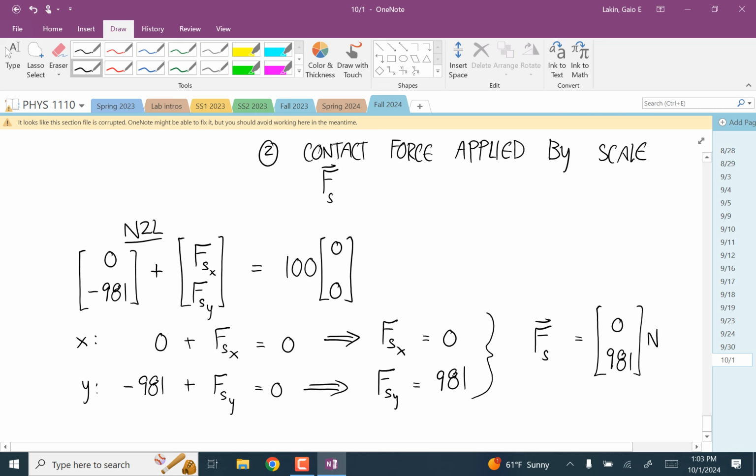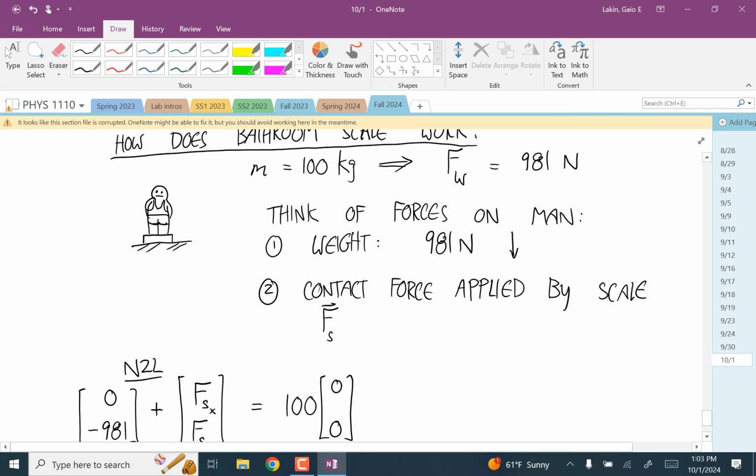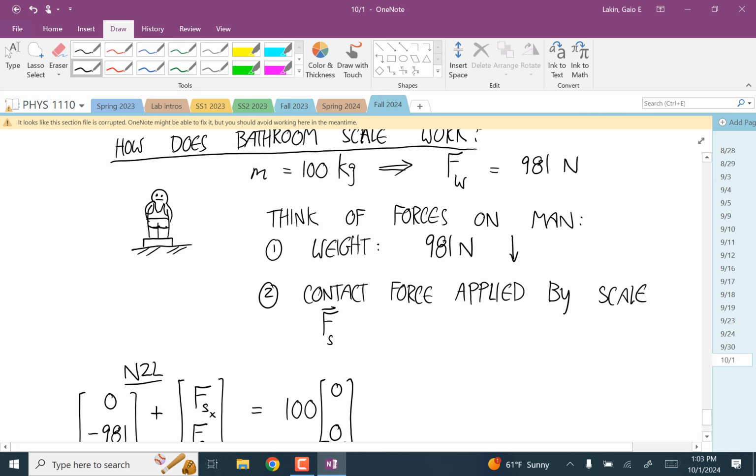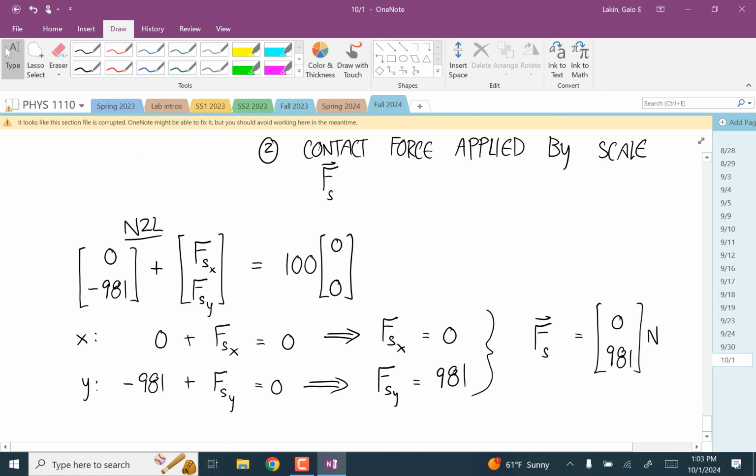So if you're touching something else, then there's a third force acting here, and what the scale reads doesn't reflect your weight. And you know that, like if you're standing on a scale and you lean on the sink or something, it's going to say your weight is less, you know.